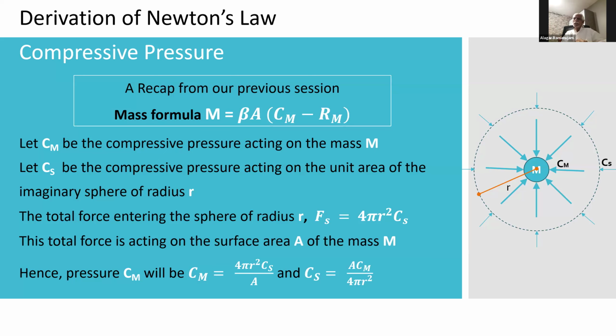Now, let us give some time for a discussion. Any doubt regarding this particular equation, Cs equals ACm by 4 pi r square?